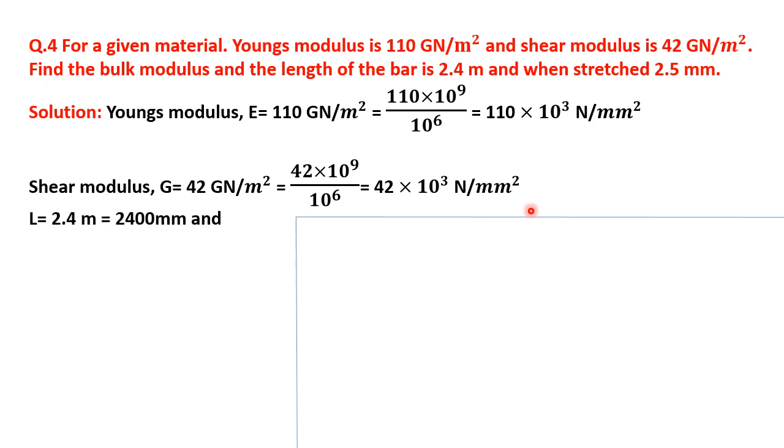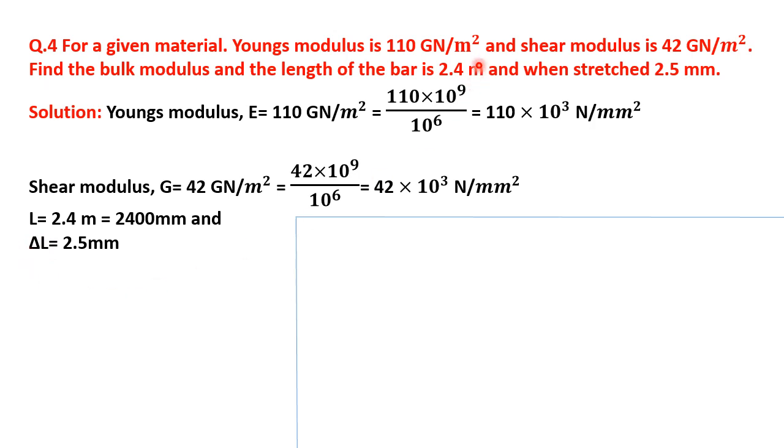Now in the question, the length of the bar is also given, that is capital L is equal to 2.4 meter. If we convert this meter to mm, then again we have to multiply with 10 to the power 3. So the value becomes 2400 mm, and delta L is also given, 2.5 mm. So delta L is nothing but the change in length.